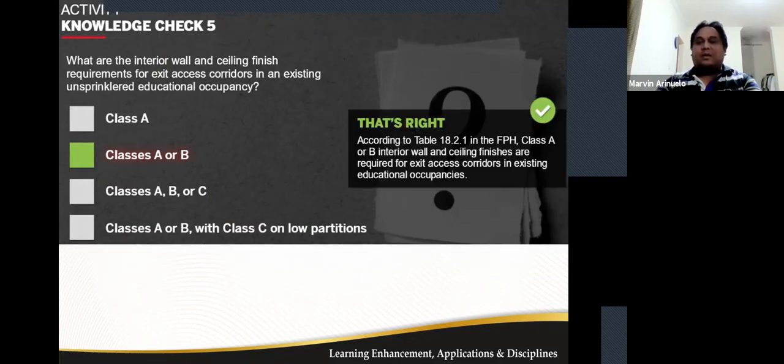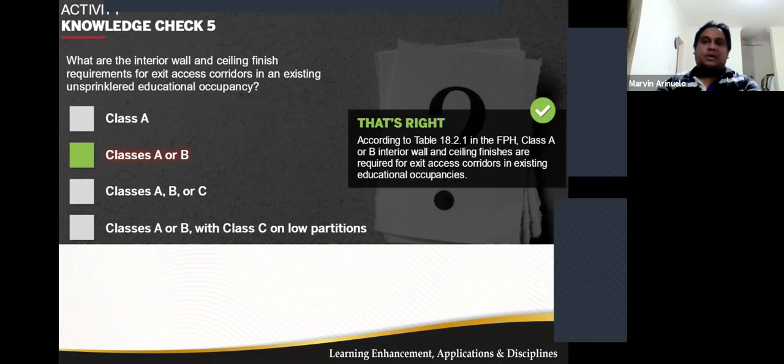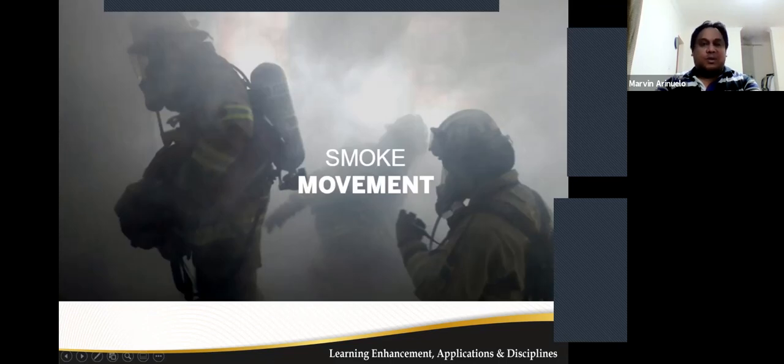Again, you can check later. According to Table 18.2.1 of your Fire Protection Handbook, Class A or B interior wall and ceiling finishes are required for exit access corridors in existing educational occupancies.